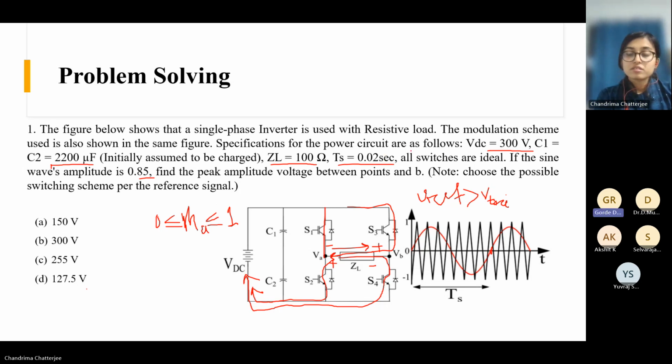Okay, thank you. Yeah. So these capacitors basically maintain the DC link stable, and they also act as filters. So the high frequency components pass through the capacitors. Okay.